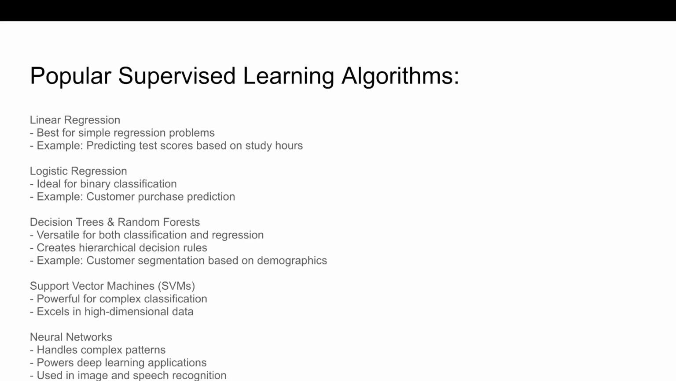Under the hood, supervised learning uses various algorithms to learn these mappings. Some popular ones include linear regression, a go-to for simple regression problems, like predicting a student's test score based on the number of hours they studied. Logistic regression, used for binary classification tasks, such as predicting whether a customer will buy a product or not.